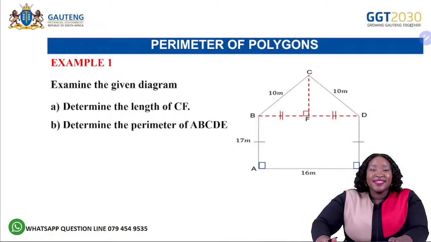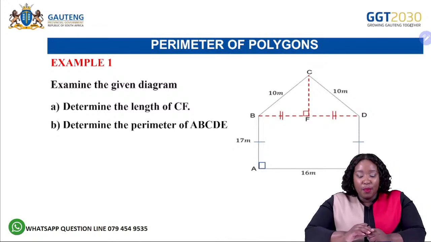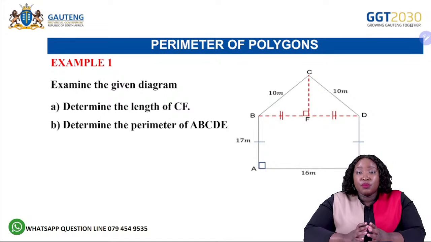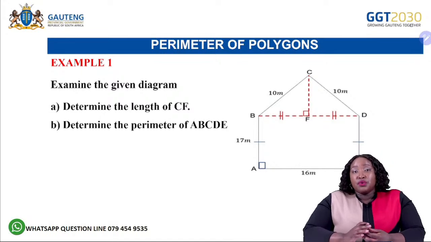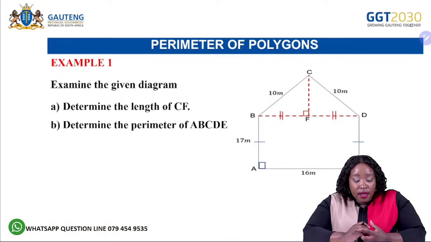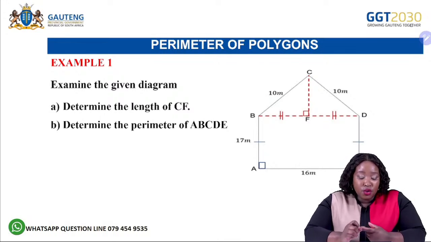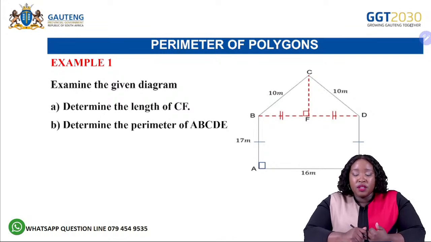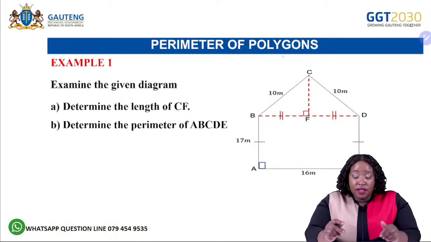Right, we start already with our first example. This example is a type where the two questions are not dependent on each other. That's good, because if you don't understand how to do the first one, you are able to at least do the second one, and your answer does not depend on the first one. Okay. So it says examine the given diagram and then determine the length of CF and then determine the perimeter of ABCDE, which is the whole shape basically.